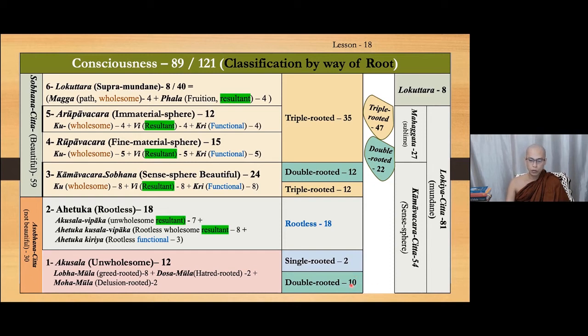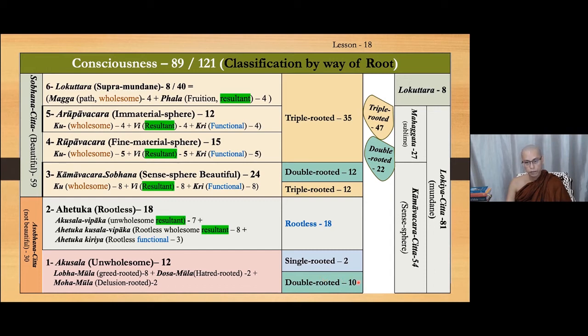But in the akusala, lobha and dosa. For the lobha mula consciousness, the roots are lobha, and moha is the background running all the time of the unwholesome consciousness. That is why moha is also included in the lobha mula consciousness. So lobha and moha, two roots. In the case of dosa mula consciousness, dosa is the root, and the other, moha, is always running. That is why in dosa mula there are two: dosa and moha. So here, double-rooted 10 in the unwholesome. These are lobha mula 8 and dosa mula 2.